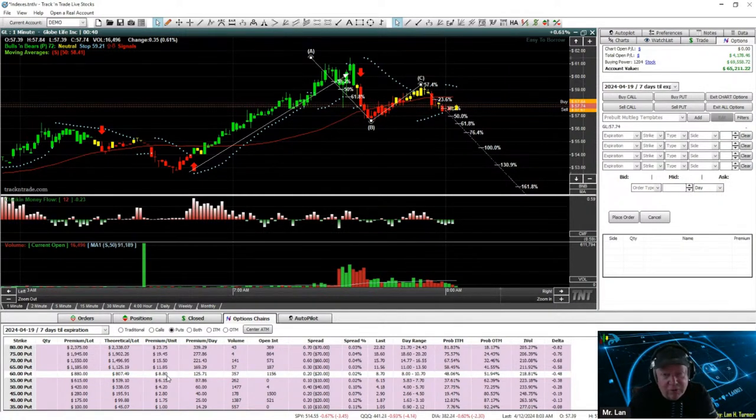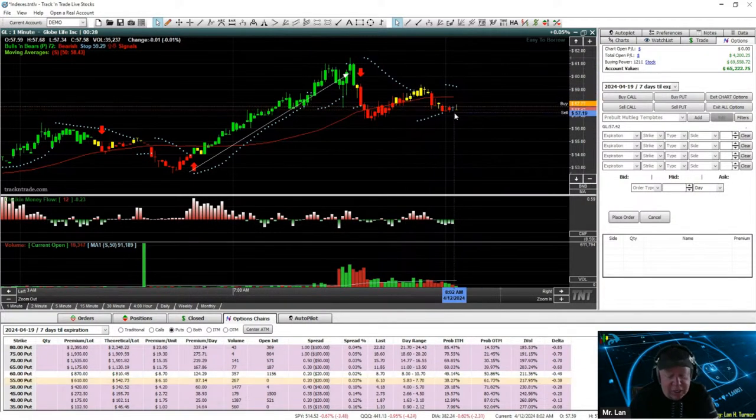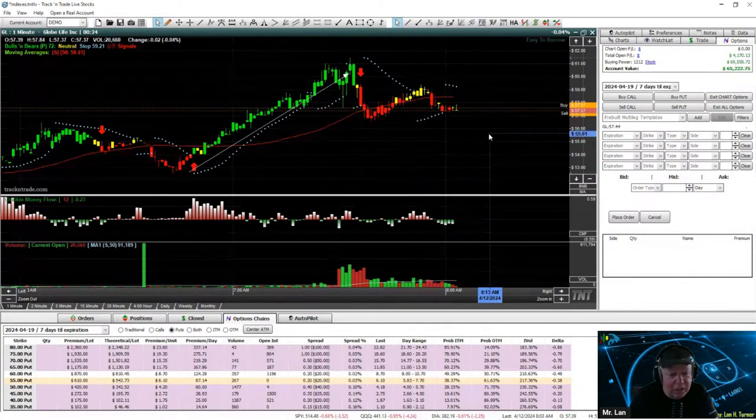Now, do you need to have $25,000 in your account to do this? You do if you're going to get in and liquidate it in the same day. If you're going to hold it overnight, you don't have to. You don't have to have $25,000, but if you're going to day trade it, which means you're going to get in and out in the same day, even with options, yes, you still have to have that money.